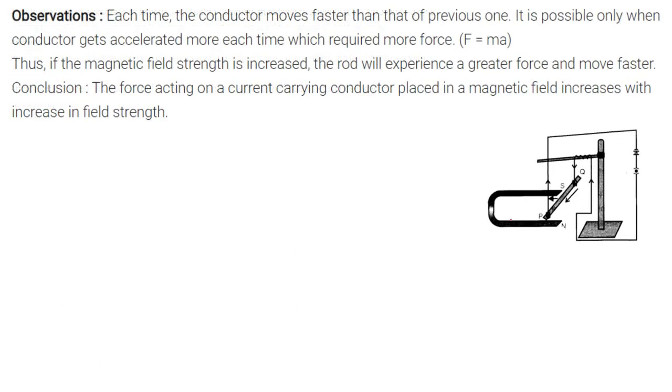So what are the observations we draw from here? Each time the conductor moves faster than the previous one. It is possible only when the conductor gets accelerated more each time. What is force? Mass into acceleration, so more acceleration means more force. So if the magnetic field strength is increased, the rod will experience greater force and it will move faster. The conclusion we draw here is that the force acting on a current carrying conductor placed in magnetic field increases with the increase in field strength.